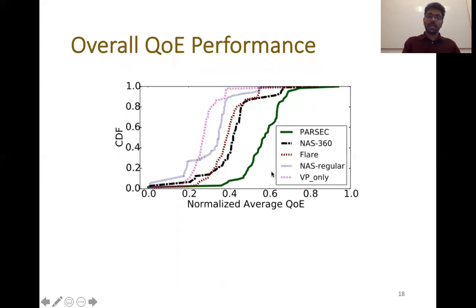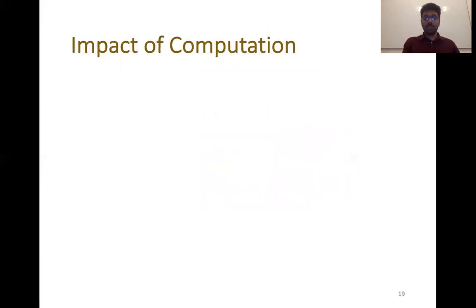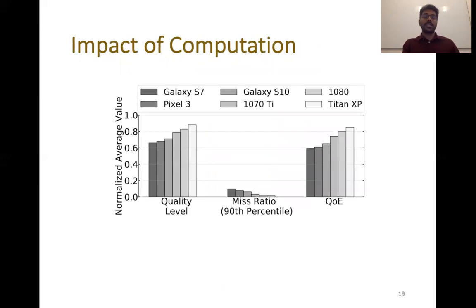Again, the green curve here represents our Parsec system performance, which shows 37% improvement compared to the next best solution, Flare. We also want to emphasize the fact that Parsec has a significant benefit as we increase the computing power. For example, as you see, the whiter ones are desktop grade GPUs and the darker ones are mobile grade GPUs. As we increase the compute capacity, the performance metrics improve significantly.